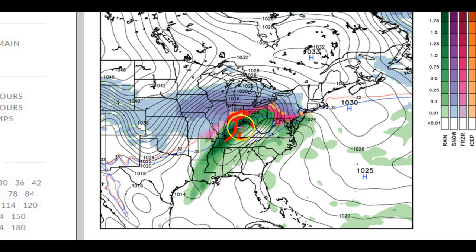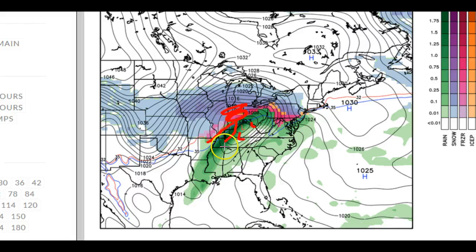Okay. Also, with this type of track, I'm getting a little bit worried about what we call a dry slot. The heaviest deformation banding on this run sets up right around in here, and the icing sets up right in our area. Well, the dry slot's moving right up through this way, and it would hit us on this run. Okay. This is going to change.